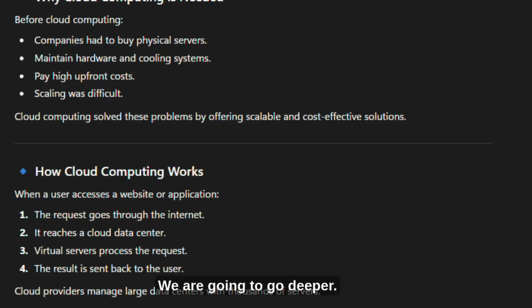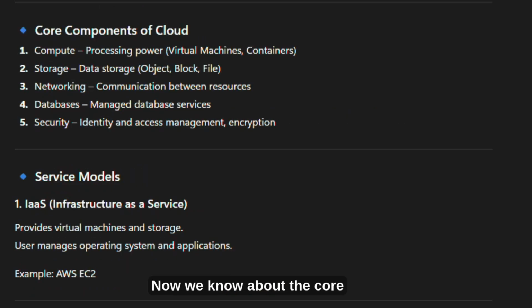As we go deeper, we will understand much better. Now we know the core concepts. What are the core components of cloud? When we use cloud computing, all these components are built in. We have compute, storage, networking, database, security, and many other services. In compute, we have containers and virtual machines. The processing power is maintained in compute. Data, files, blocks, and objects are all stored in the data storage.